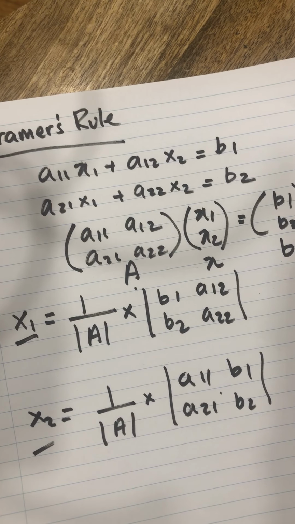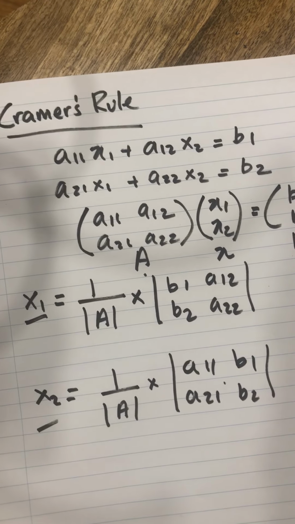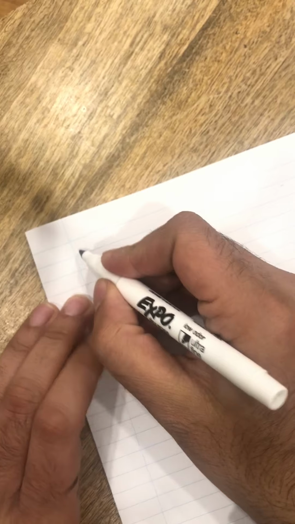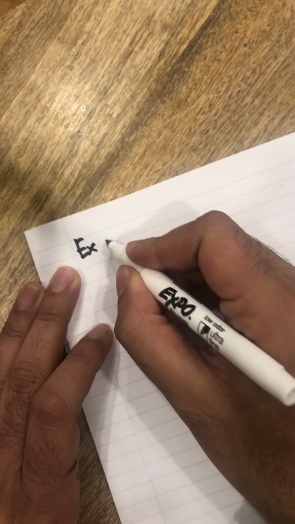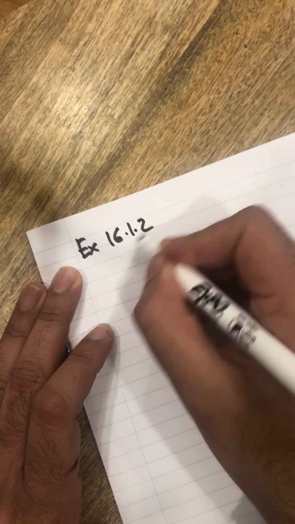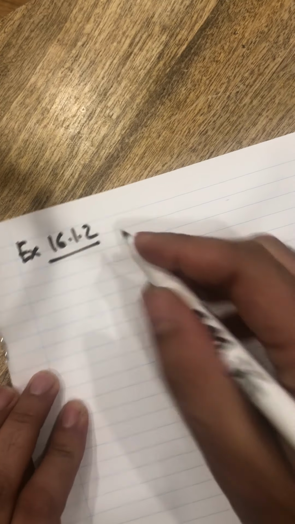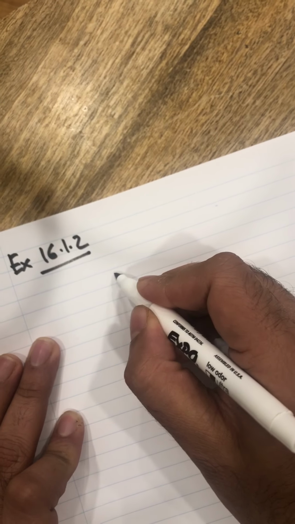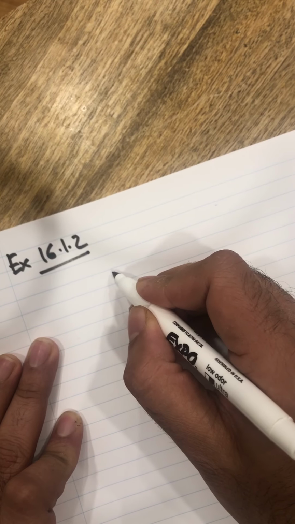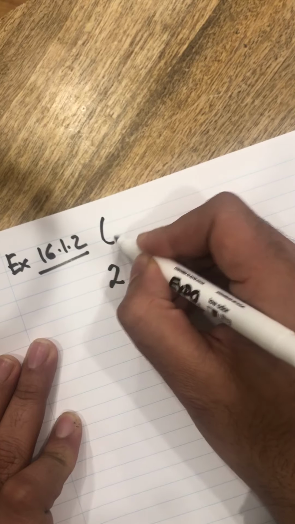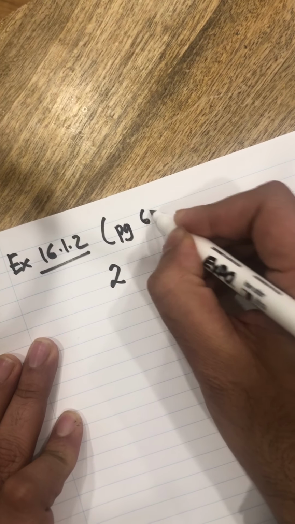So you know what, let me do an example. Let me show an example, and I'm going to do example 16.1.2. So what is 16.1.2? In 16.1.2 you have a system of equations with two equations. This is from page 624.